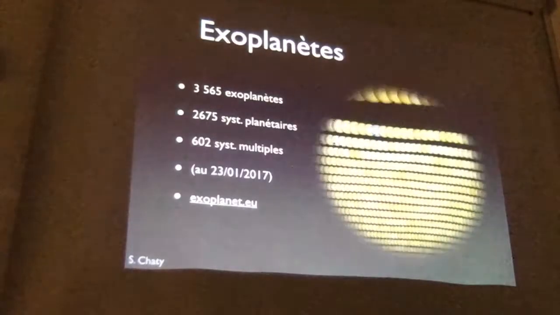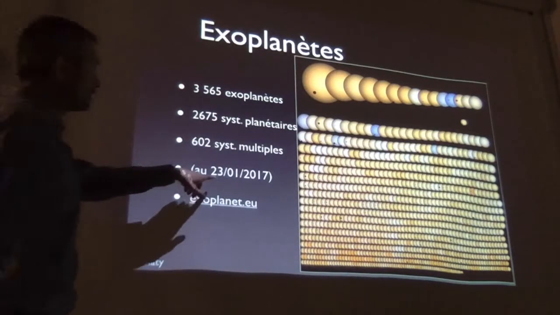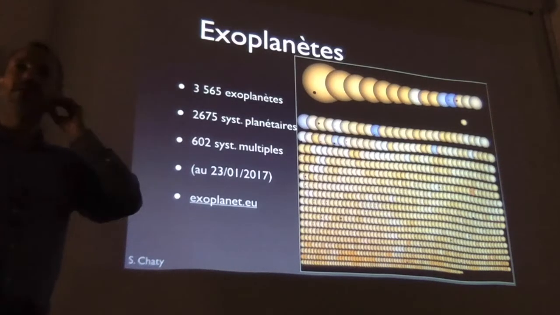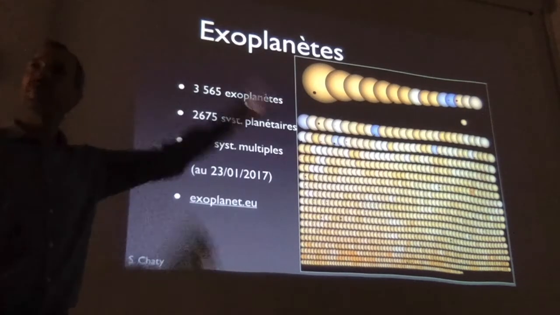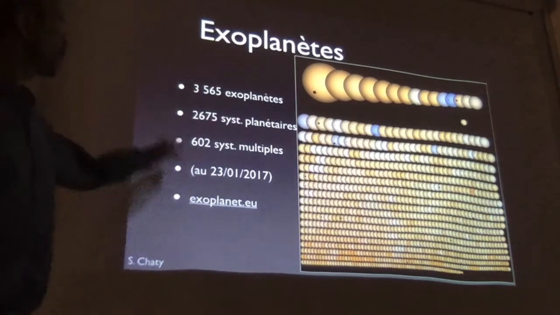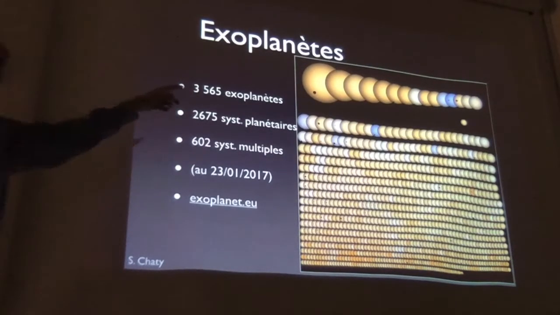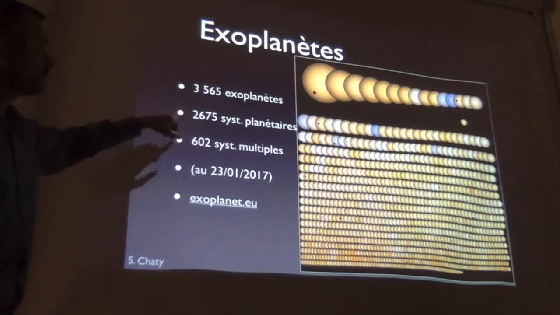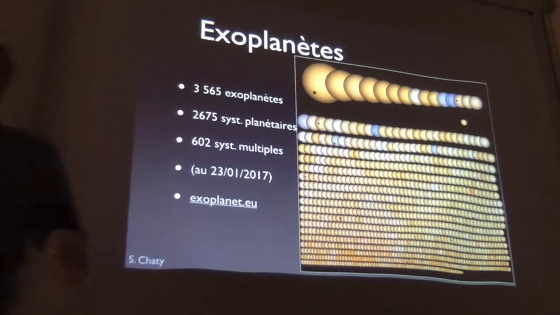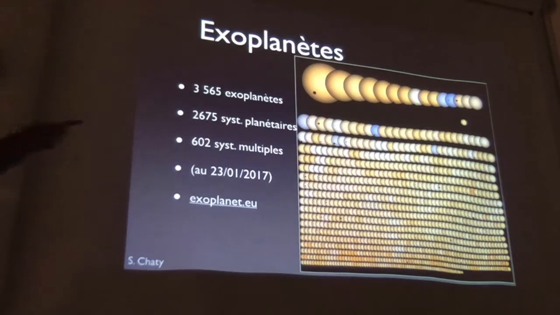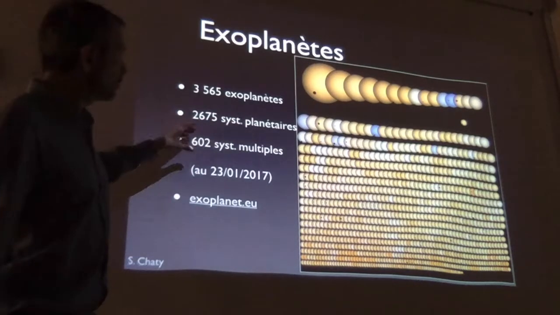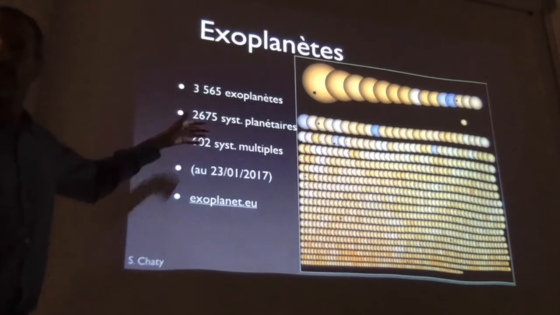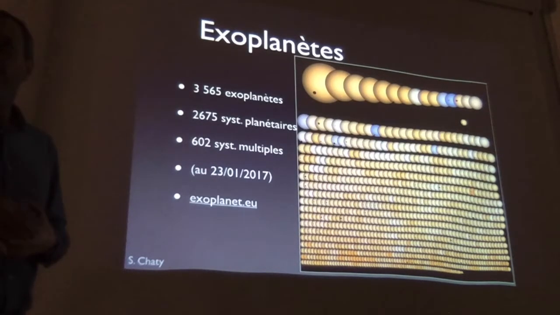And so this is the number of exoplanets. This was the census yesterday. I looked at this website, exoplanet.eu. At the end, I will give you a bibliography of many websites and things if you want to go further. So there are now 3,565 exoplanets, 2,675 planetary systems. Okay, so stars with planets. 602 multiple systems. So many stars have more than one planet.